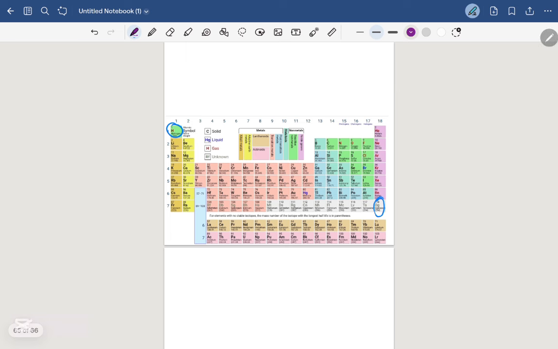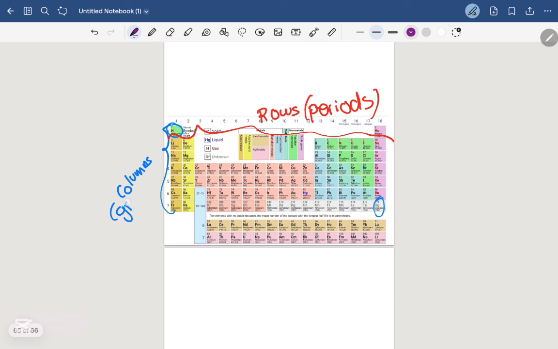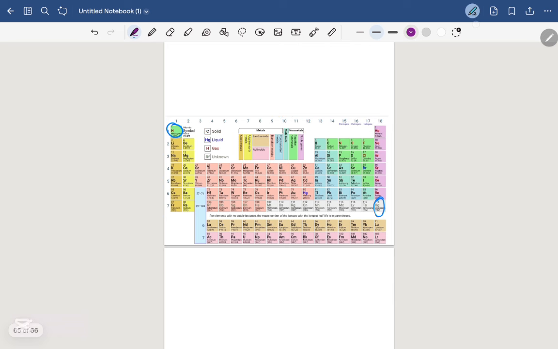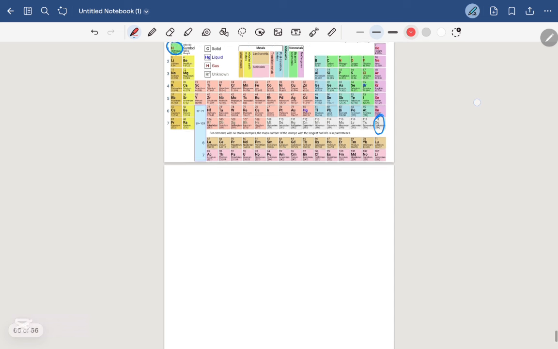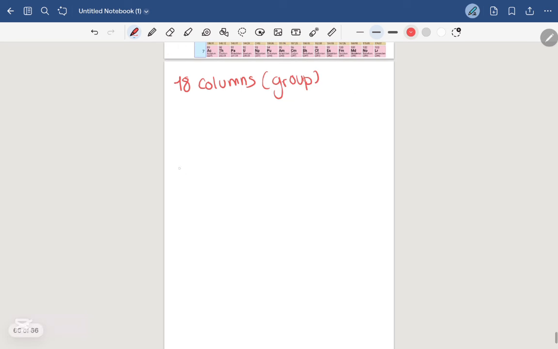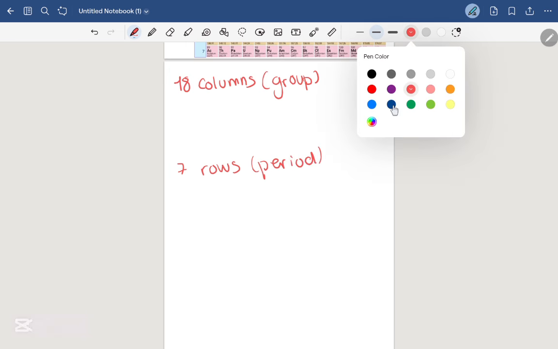Now, what do we notice in the periodic table? We notice that we have a couple of columns and a couple of rows. Now, in chemistry, we don't say rows and columns. We say periods instead of rows, and instead of columns, we say groups. We have 18 columns, and columns are groups. And we have 7 rows, and rows are periods.